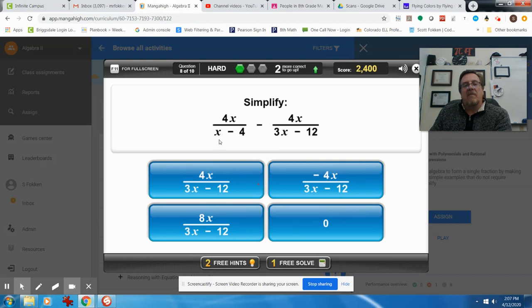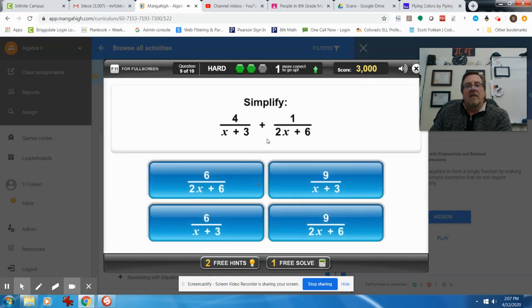Simplify. What could we multiply this by to get this? 3, we said. That's good. And so if we multiplied the top by 3, we'd get 3 times 4x is 12x. And 12x minus 4x would be 8x. Again, I think we can multiply this front one here by 2 to get that one. So 2 times 4 is 8 plus 1 going to give us 9.